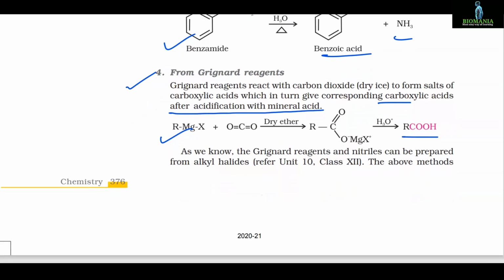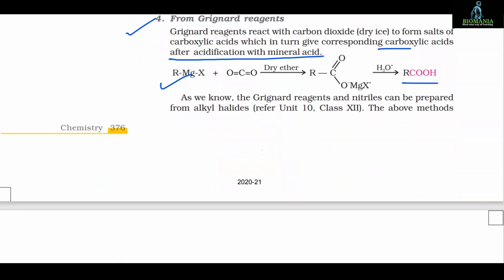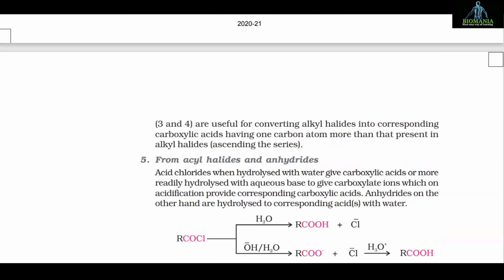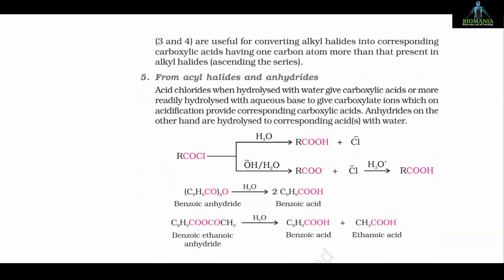As we know, the Grignard reagents and nitriles can be prepared from alkyl halides, and for this you have to refer to unit 10 in class 12th. The above methods are useful for converting alkyl halides into corresponding carboxylic acids having one carbon atom more than that present in alkyl halides, ascending the series.